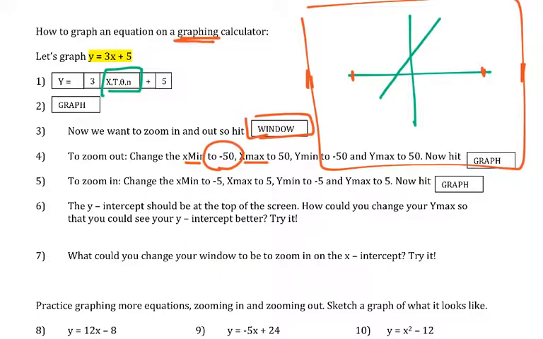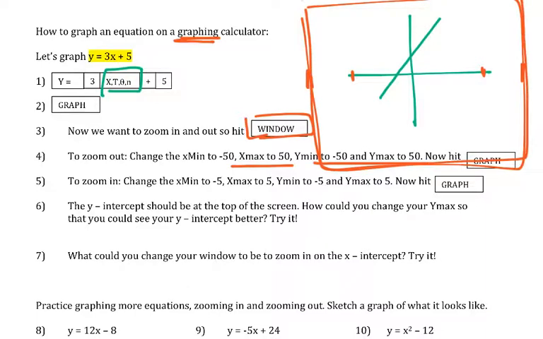If you switch those, your calculator will say error, and it will not graph anything. So you need to tell the calculator, we're going to practice zooming out, so we're going to go -50 to +50, x min, x max. Then we're going to do the same thing with the y min and y max. Then if you hit graph, you should see a much larger window.